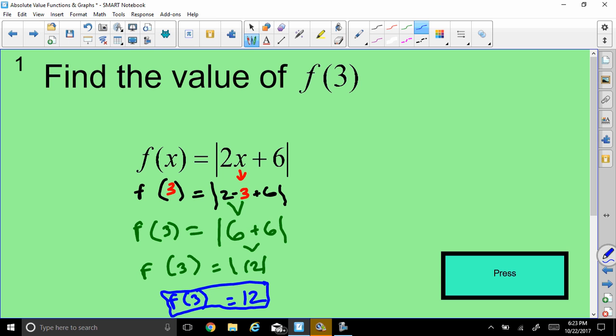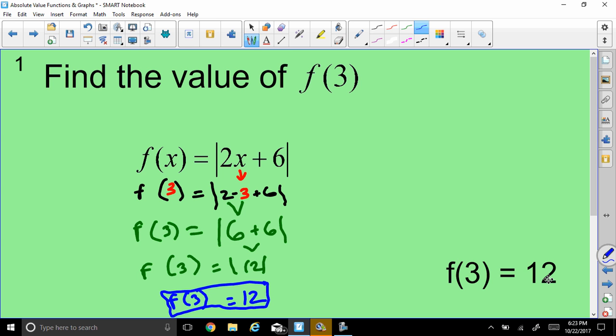And let's check that. So f of 3 is equal to 12. All we did was substitute and solve our absolute value problem.